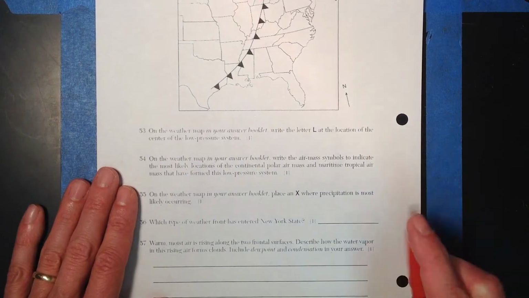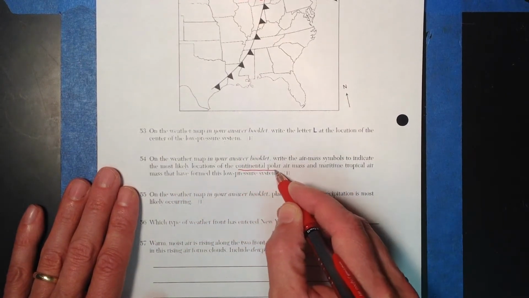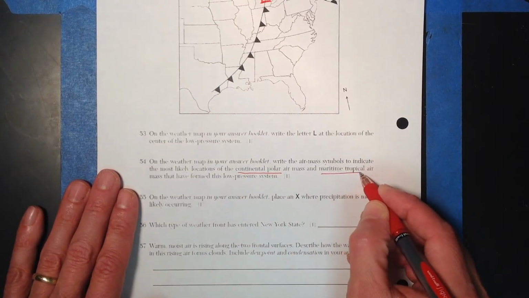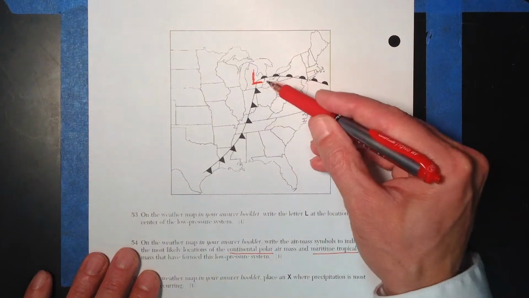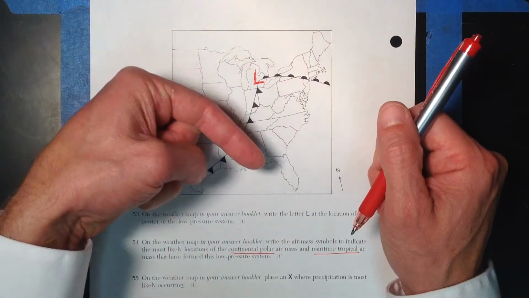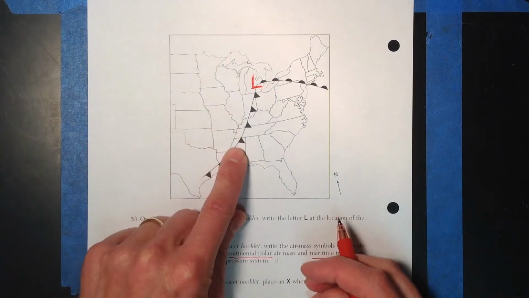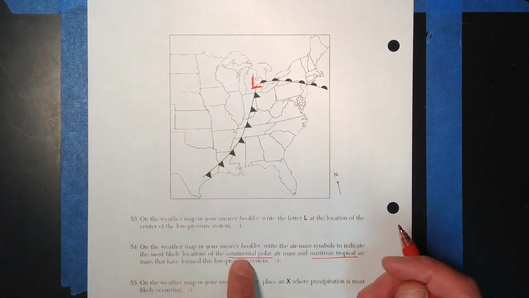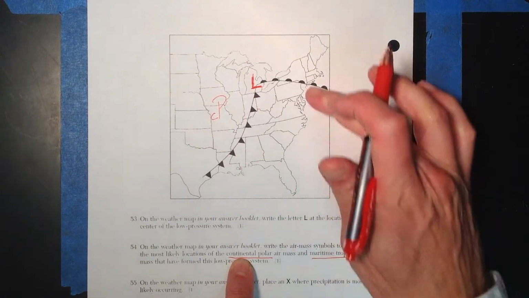54, on the weather map, write the air mass symbols to indicate the most likely locations of the continental polar, maybe I'll underline that, and the maritime tropical air mass that form this low pressure system. So, this is a cold front, warm front. This is going this way, this is going that way, these kind of indicate the direction it's going. So, cold front, front of cold air, continental polar, that's the cold one. CP, something like that. This is a warm front.